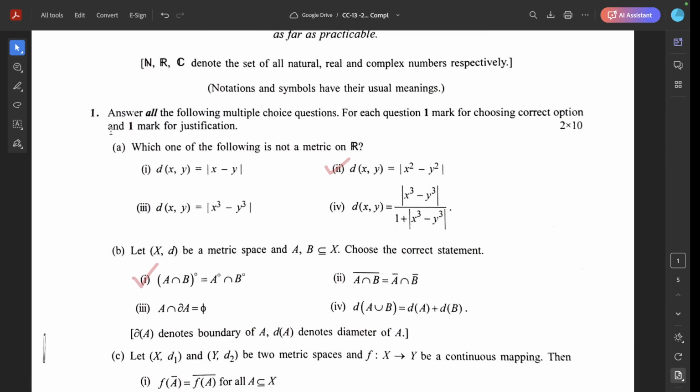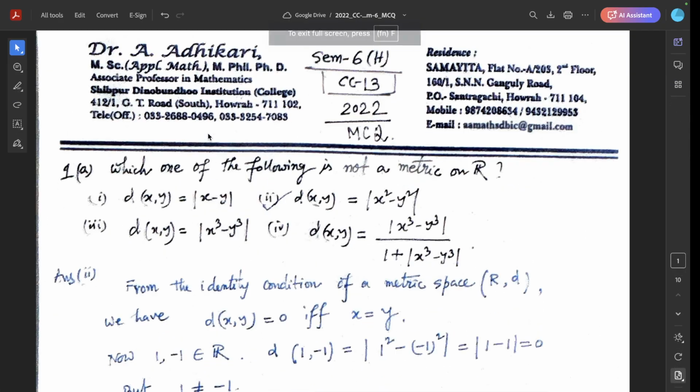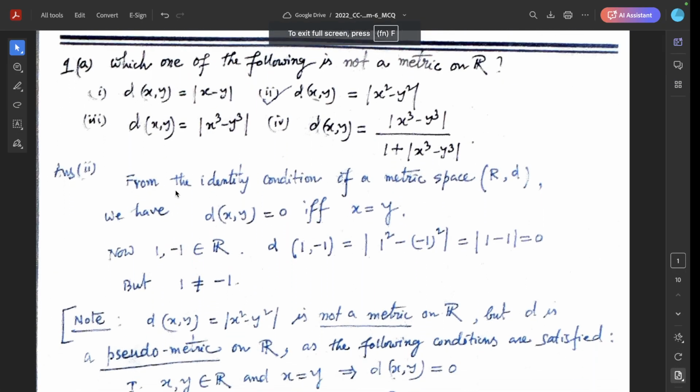Question 1a. Which one of the following is not a metric on R, the set of all real numbers? Correct option is 2. Now, from the identity condition of metric space (R, d), R is the set of all real numbers and d is the metric defined on R. We have d(x,y) = 0 if and only if x = y. Now, 1 and -1 belong to R. So d(1,-1) is equal to 0, but 1 is not equal to -1.